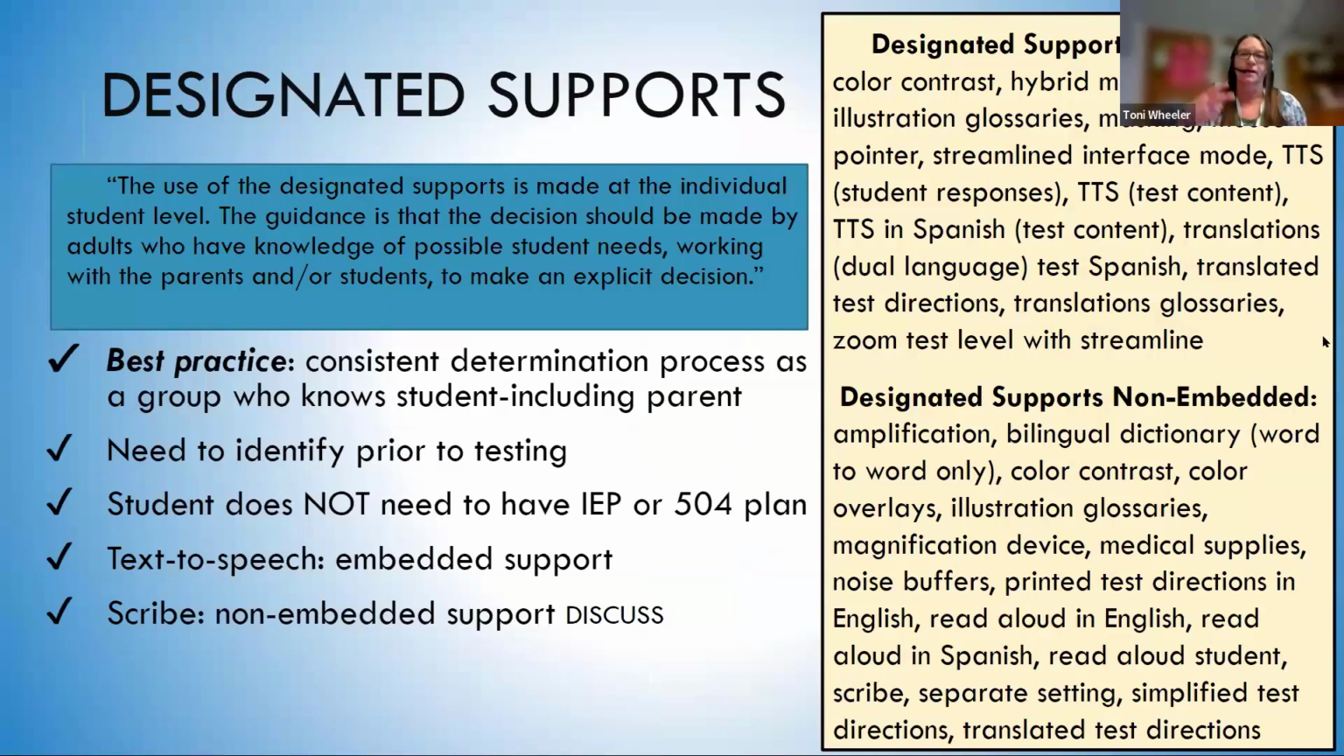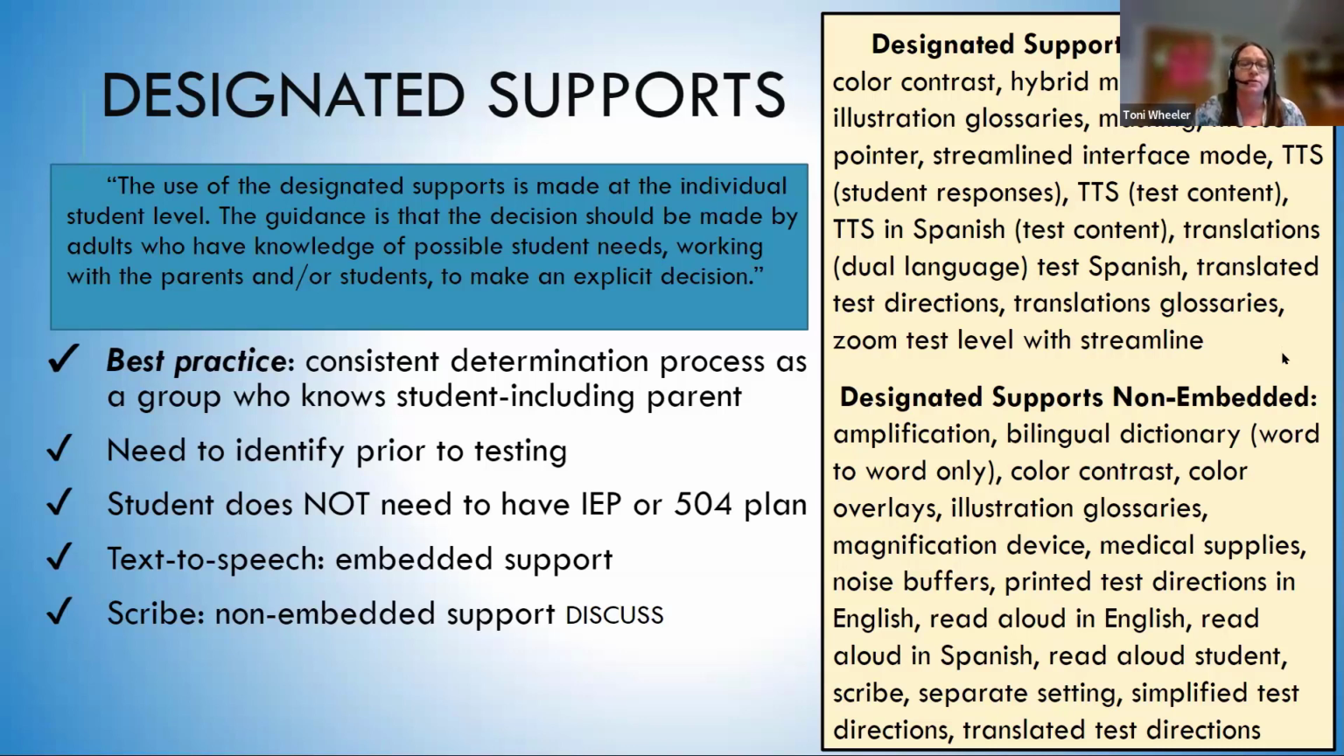Designated support, this is that second tier of supports. The use of designated supports is made at the individual student level. So if districts call us and say, hey, we have a fourth grade teacher who wants to give X to every kid with purple hair, we will discourage that practice. We want all decisions to be made at that individual student level, regardless of which tiers they fall in. So the use of designated supports is made at the individual student level.